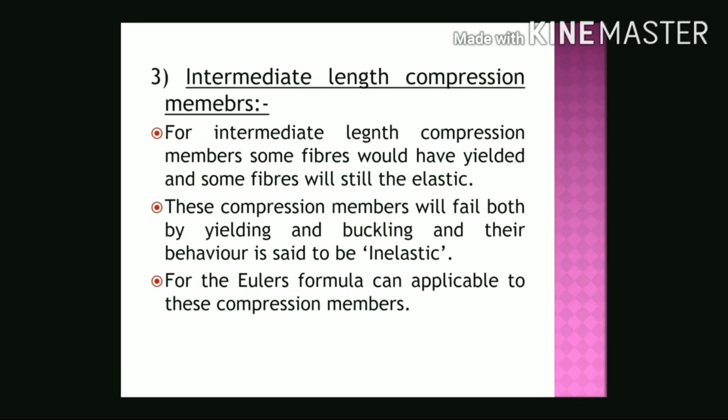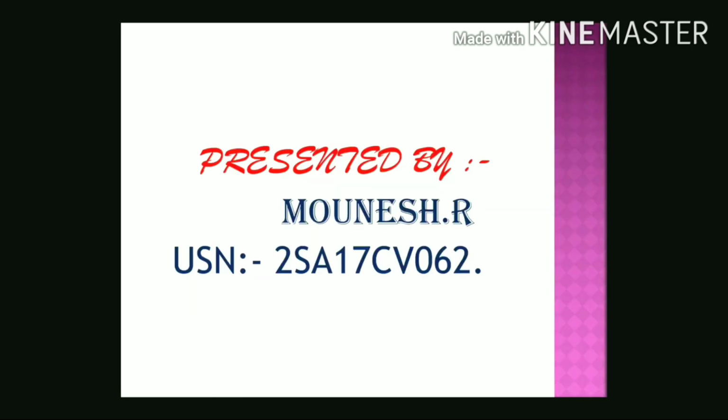The third one is intermediate length compression members. For intermediate length compression members, some fibers would have yielded and some fibers will still be elastic. These compression members will fail both by yielding and buckling, and their behavior is said to be inelastic. The Euler formula is not applicable to these compression members.